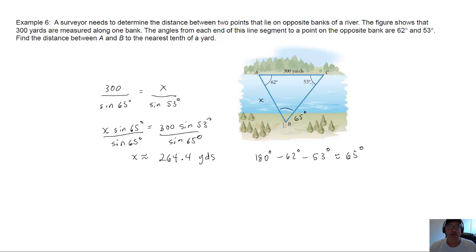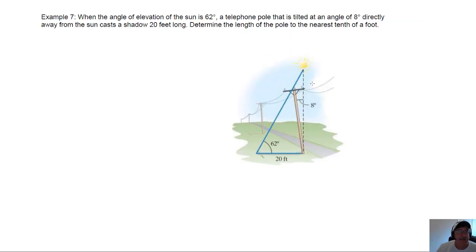All right, so let's do a few more examples where you can actually use this trigonometry in real life, and we'll go from there. Example 7. When the angle of elevation of the sun is 62 degrees, so that's if we were standing on the ground and looking directly up here, a telephone pole that is tilted at an angle of 8 degrees directly away from the sun casts a shadow down here that's 20 feet long. Now it wants us to determine the length of the pole rounded to the nearest tenth of a foot.